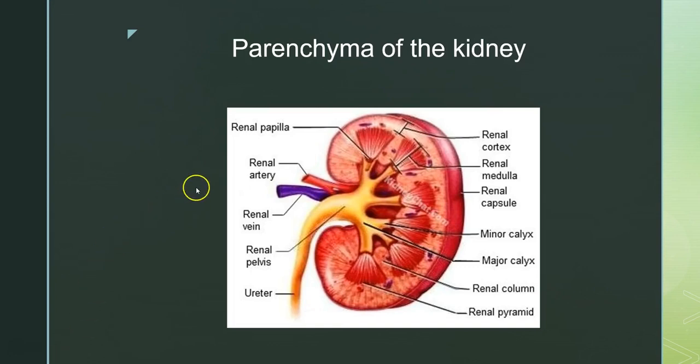Now let's talk about the parenchyma of the kidney. Parenchyma means inside, the functional portion of the kidney. The kidney has several different areas that you need to be aware of. These pyramidal structures are called the renal medullas. So there are renal medullas all over the place. They also have a renal cortex around the outside of the medullas.